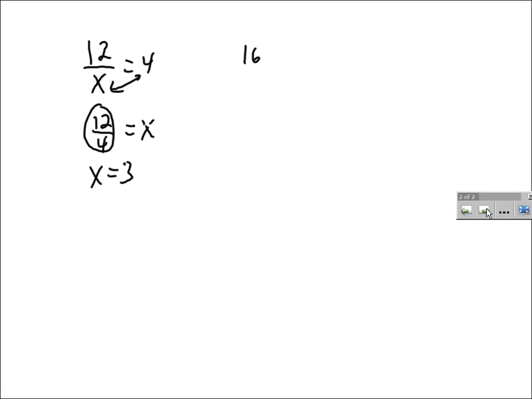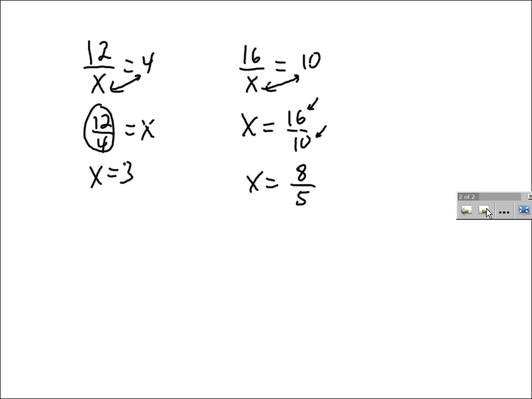If you have 16 over x is equal to 10, just swap these. And x is going to be 16 over 10. Since both of these numbers are even, we can certainly divide the top and bottom by 2. So that's the answer. Very simple.